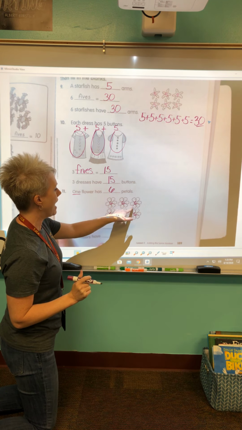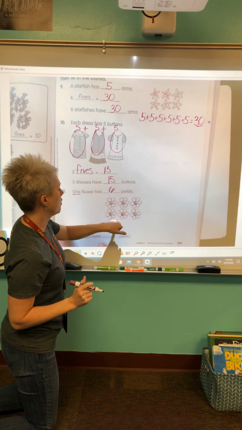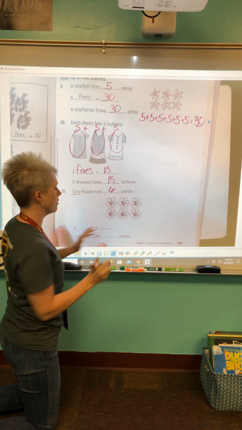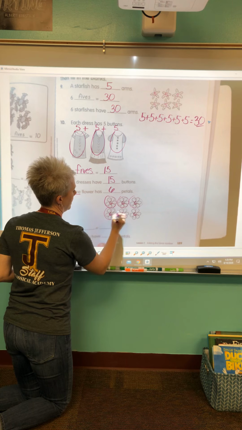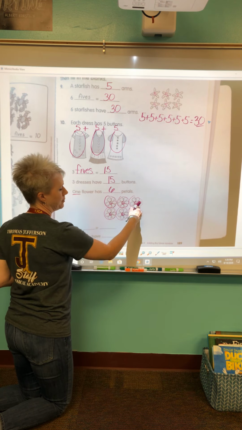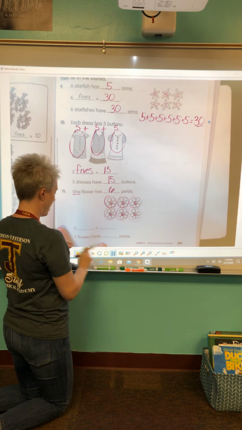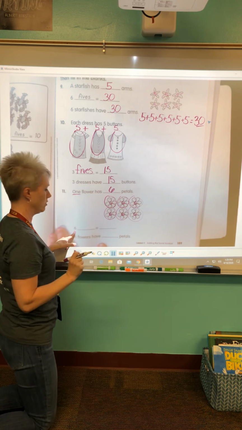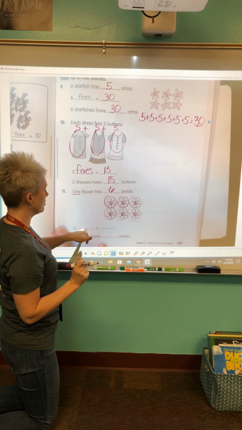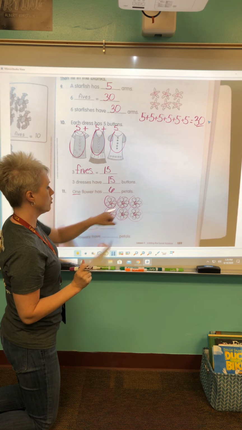So I can see that I have 1, 2, 3, 4, 5, 6. I have 6 flowers, so each flower is a group. And in each group, I have 6 petals, okay? How many groups do I have? That's my first number, which is 6. I have 6 groups. How many petals are in each group? Each group has 6 petals.